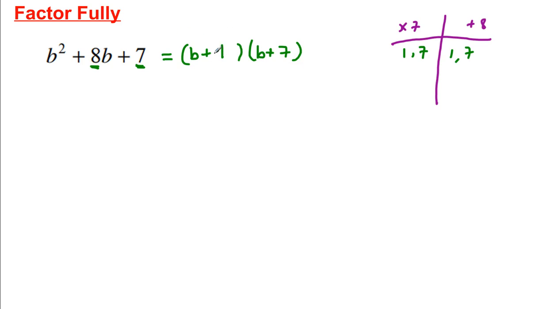And if you actually FOIL this out, b times b is b squared, b times 7 is 7b, 1 times b is 1b, 1 times 7 is 7, and then collect your like terms, you're going to end up with this again. So we said they got to multiply to 7. What are some numbers that multiply to 7? 1 and 7. Those are the only ones, because 7 is what we call a prime number. So it's got to be 1 and 7.